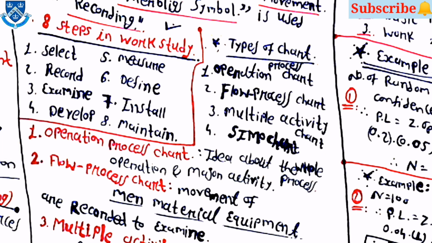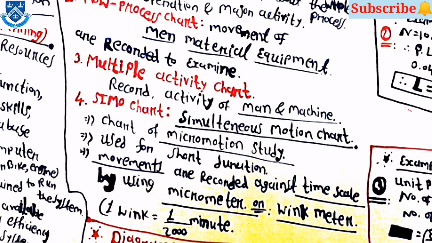In the operation chart, we get an idea about the operations and the major activity. Then in the flow process chart, the movement of the main material and equipment are recorded to examine. The third one is the multiple activity chart, which is used to record the activity of man and machine. And the full form of SIMO will be simultaneous motion chart. This is the chart of the micro motion study, and it is used for short durations. Movements are recorded against the time scale by using a micrometer or wink meter, and one wink is equal to 1/2000 minute.